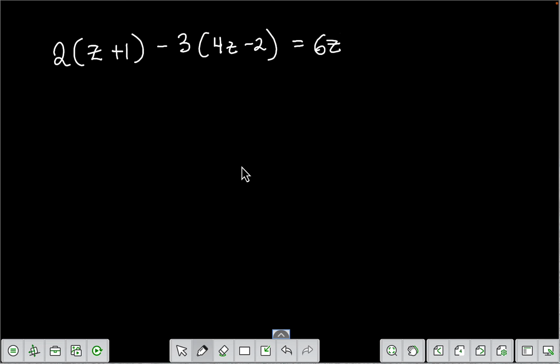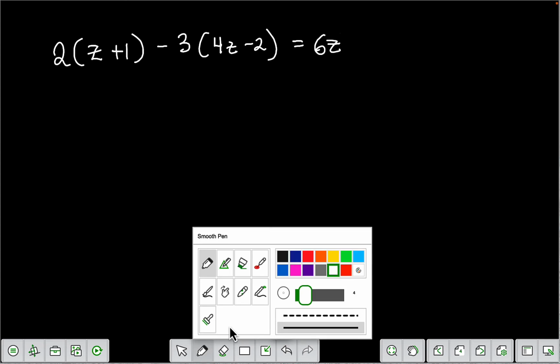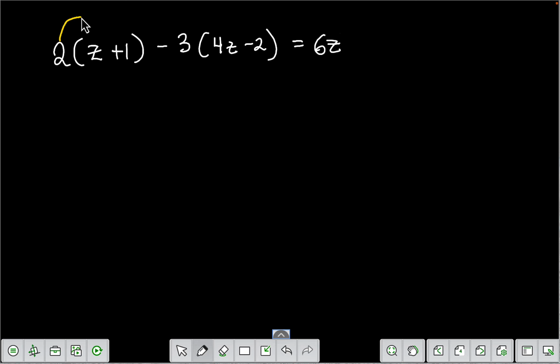Alright, so let's look at this problem again. We have two parentheses, but you have to remain unperturbed. We just need to open the parentheses by using the same approach. Multiply this by that, multiply this by this, multiply this by that. Remember, this one has a negative here, so take note of that.